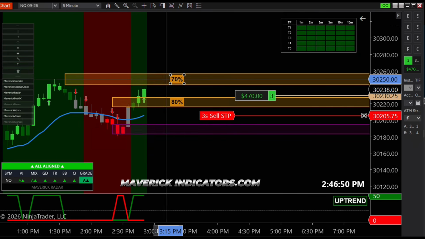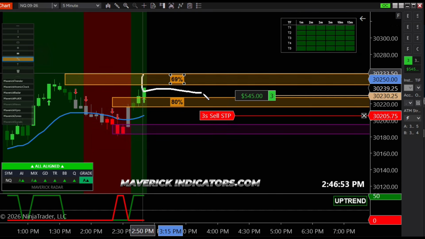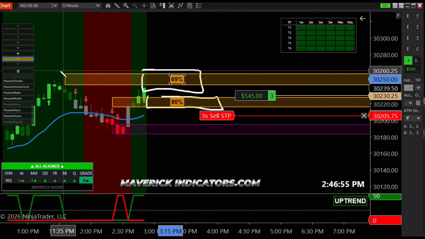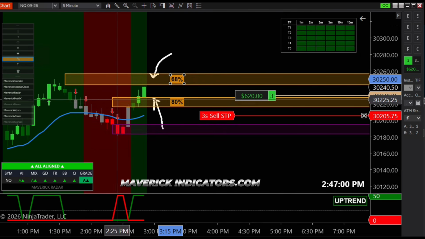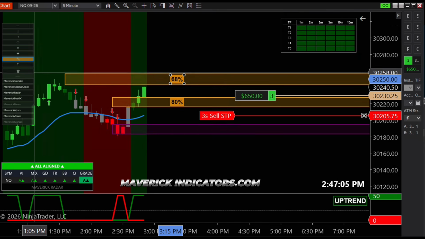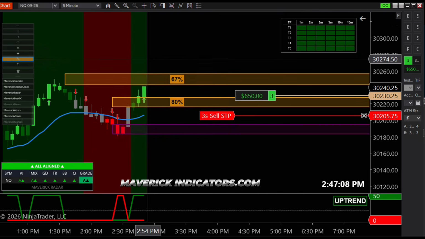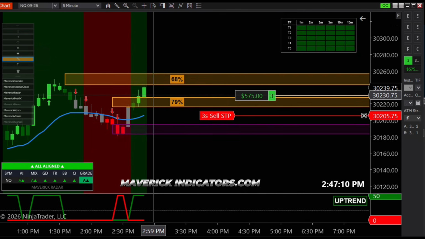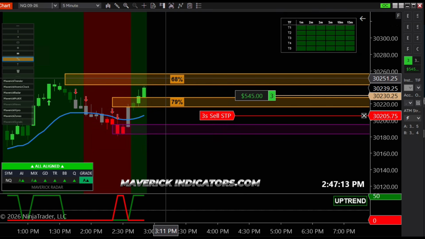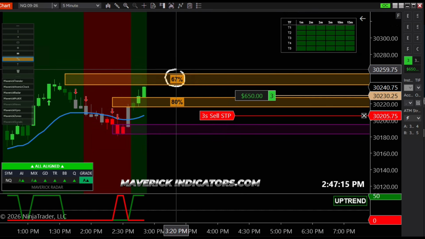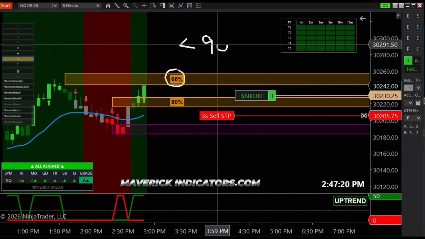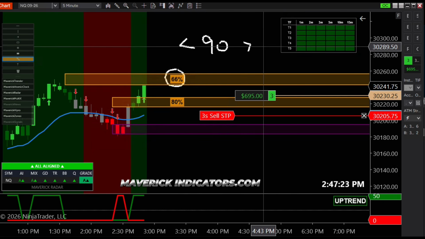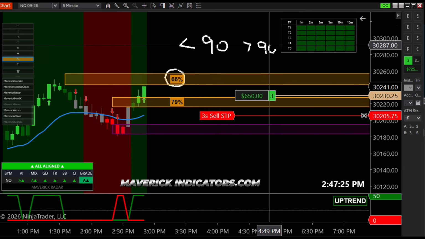So the Maverick zones, we no longer have to draw our support and resistance zones. They're drawn for us. How amazing is that? Look at this. I didn't draw this. This is drawn for me. The Maverick zones auto draws our support and resistance zones by 1, where should the zone be? 2, how wide should it be? And 3, what is the probability score of price holding or breaking? Anything less than 90% is game for breaking. Anything greater than 90% is like a brick wall.